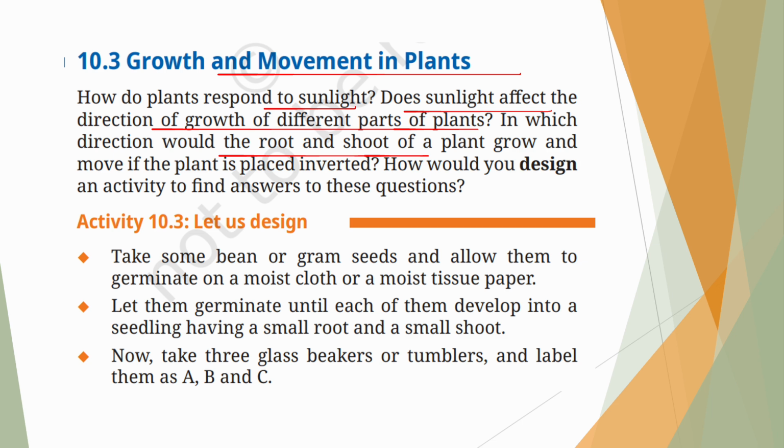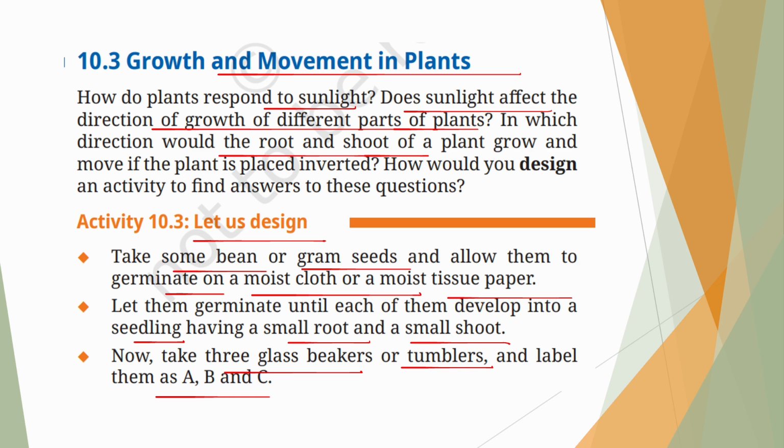Let us do an activity. Take some bean or gram seeds and allow them to germinate on a moist cloth or a moist tissue paper. Let them germinate until each of them develops into a seedling having a small root and a small shoot. Now take 3 glass beakers or tumblers and label them as A, B and C.